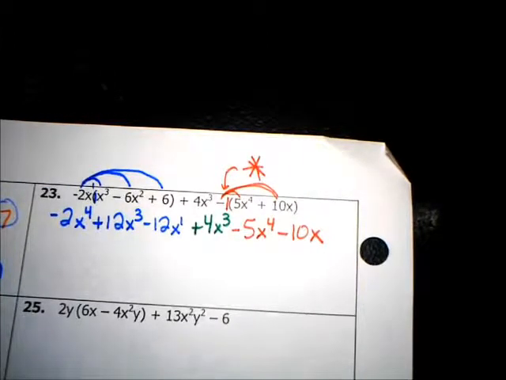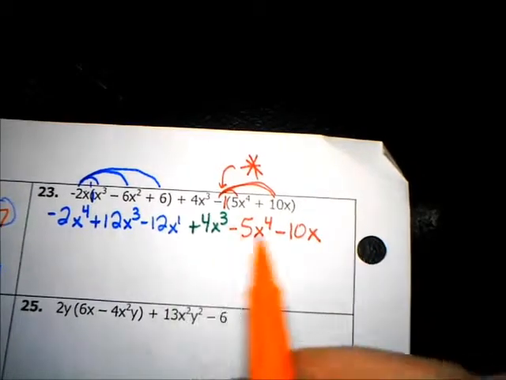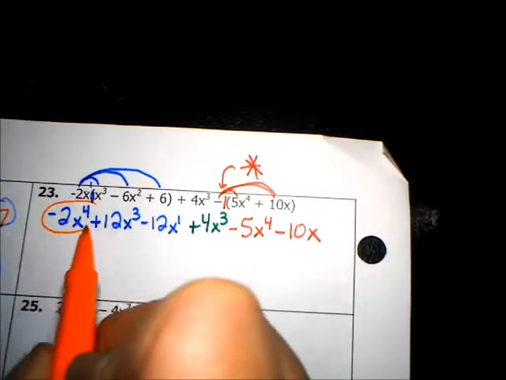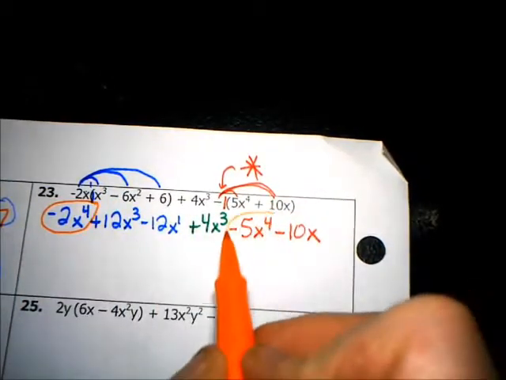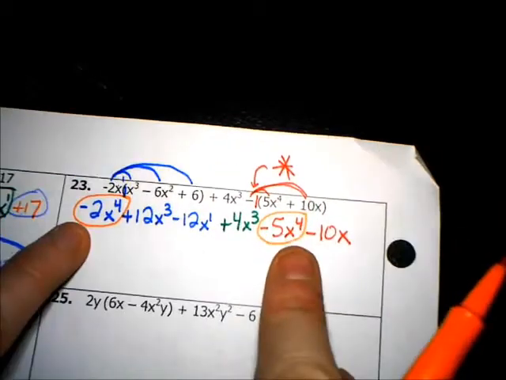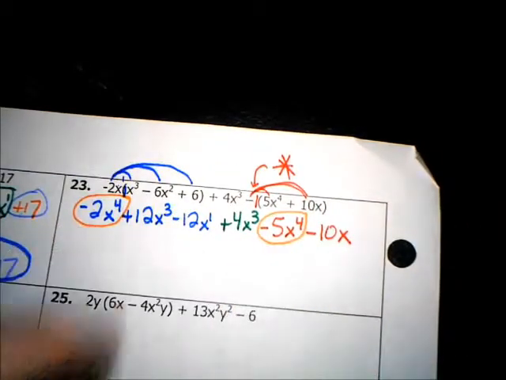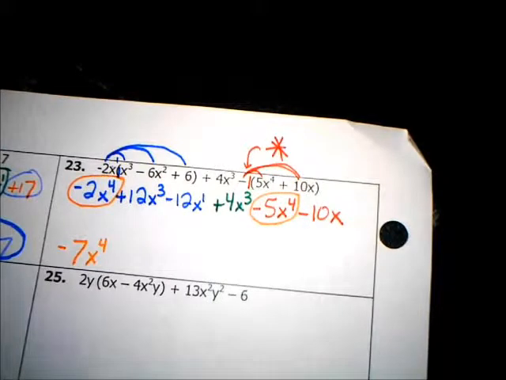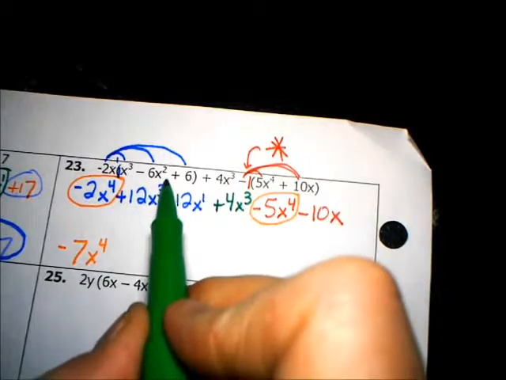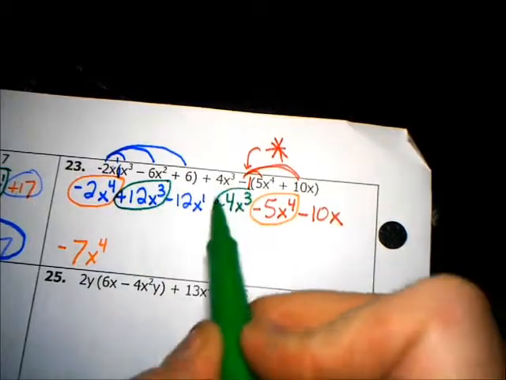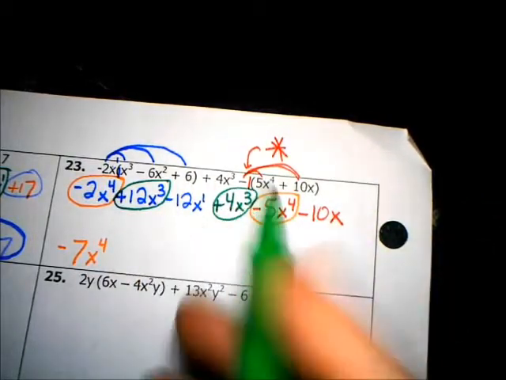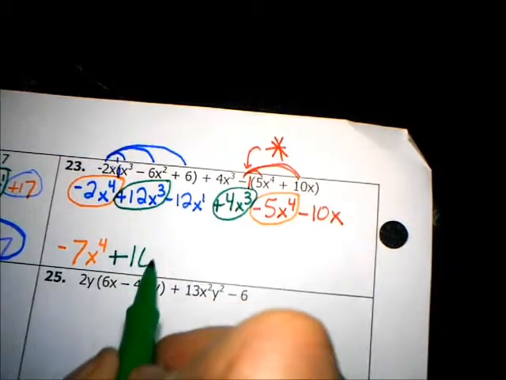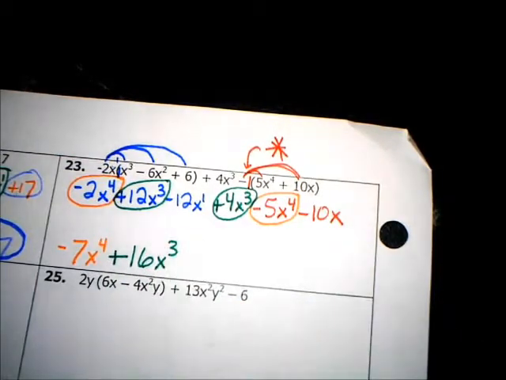Alright, looking for my highest degree. I see an x to the 4th, and here is an x to the 4th. So I want to combine those. Negative 2 and a negative 5. Negative 7x to the 4th. Okay. Let's go to our next term, which is x to the 3rd. I see a 12 as well as a 4, so combine those. It gives you 16x to the 3rd.